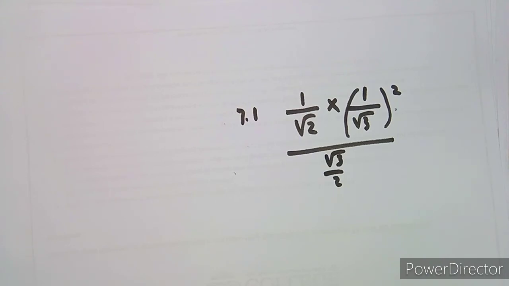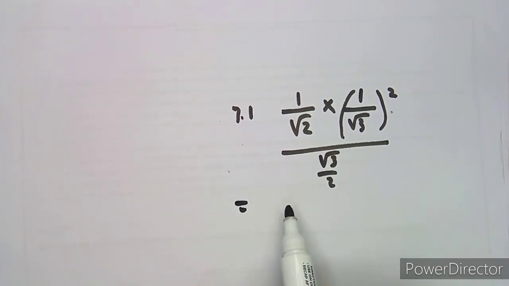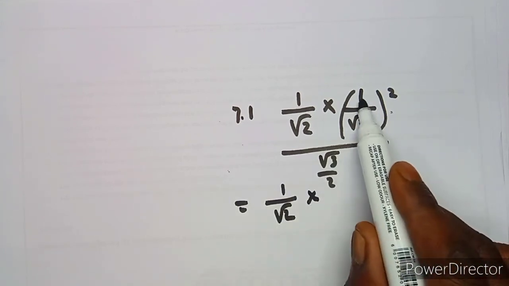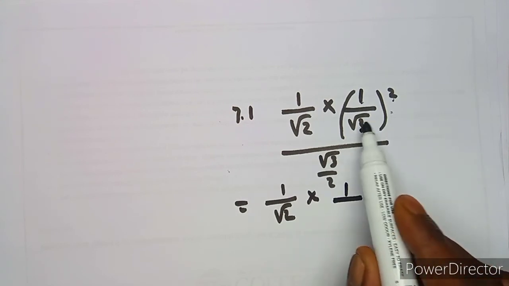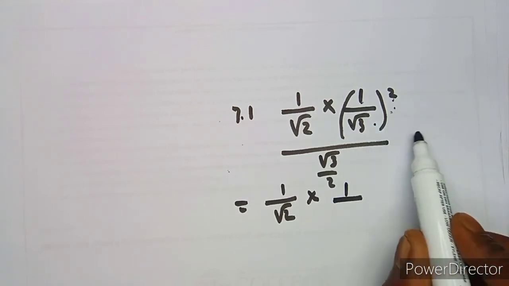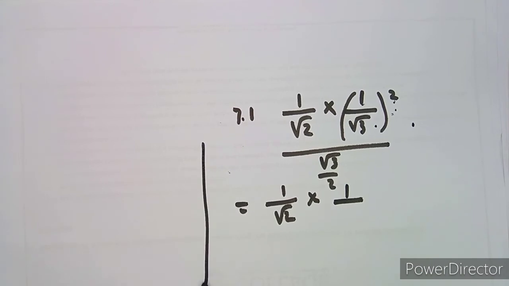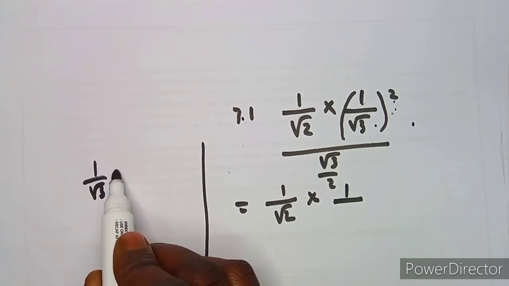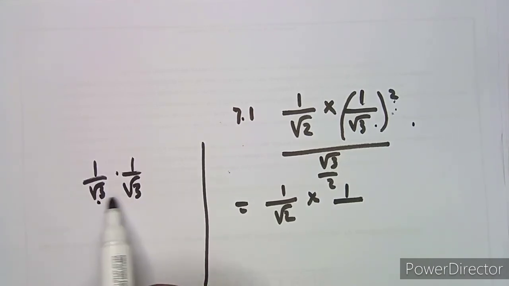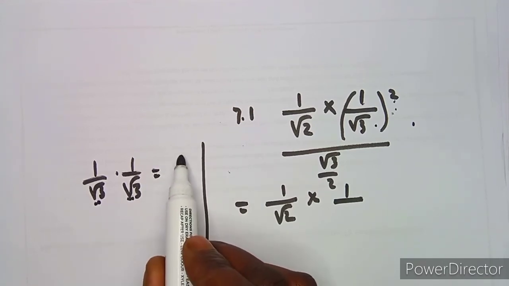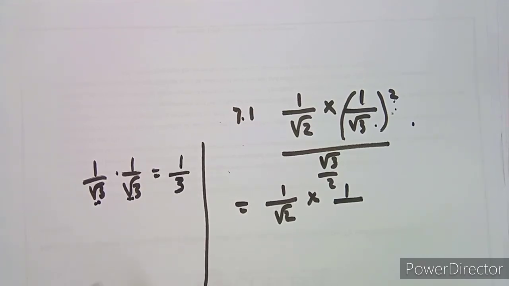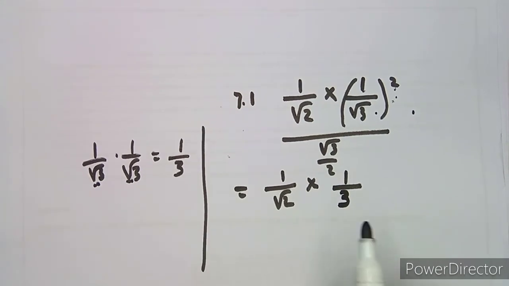As you can see, we have to simplify further depending on what we can do. What can we do here? We have 1 over square root of 2 times, this is going to give us 1 over square root of 3 squared. This is the same as 1 over square root of 3 times 1 over square root of 3. So square root of 3 times square root of 3 actually gives you 3. So it's 1 over 3 from your laws of surds. This is going to be 1 over 3.